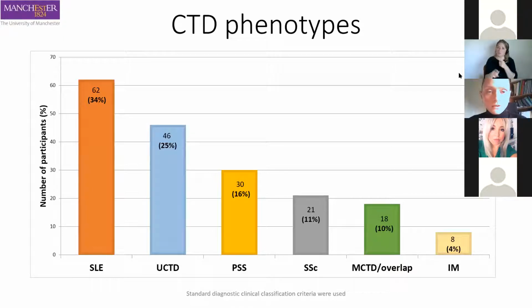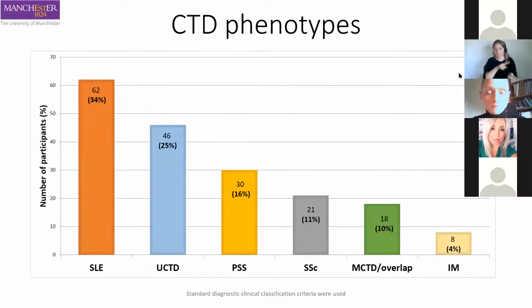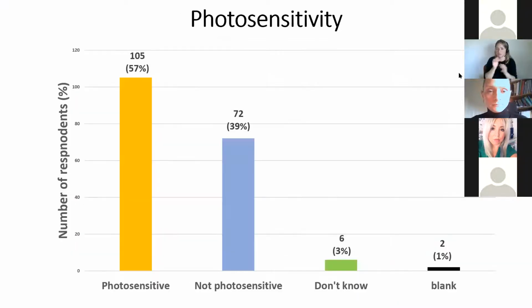Similarly, all CTDs across the entire spectrum were represented, and most cases were actually of SLE. However, the other CTD diagnostic subtypes were also represented: undifferentiated connective tissue disease, primary Sjogren's syndrome, systemic sclerosis, mixed connective tissue disease, and inflammatory myositis.